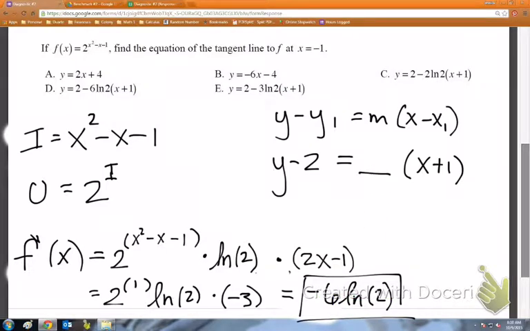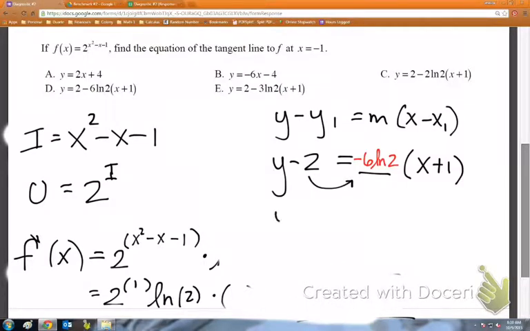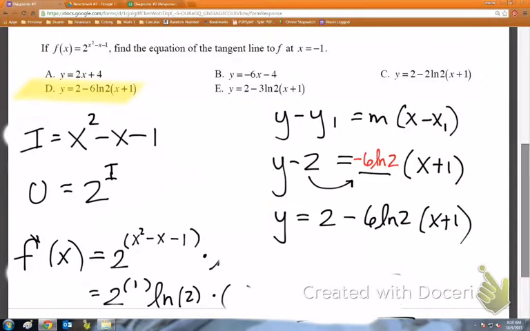So I'm going to plug that in here for m. I get negative 6 ln of 2. So that's my equation. If I look up here, none of these look like that yet because they all have y by themselves. So if I just isolate y, I can move 2 over to this side. So if I do that, I get y equals 2 minus 6 ln of 2 times x plus 1. And that looks like answer choice D. So my answer is D. So that is the equation of the tangent line.